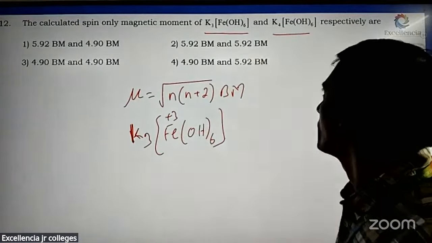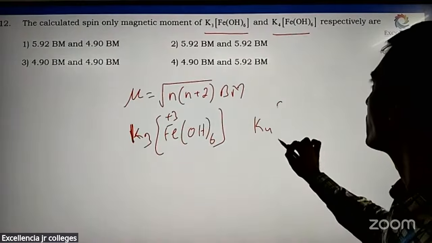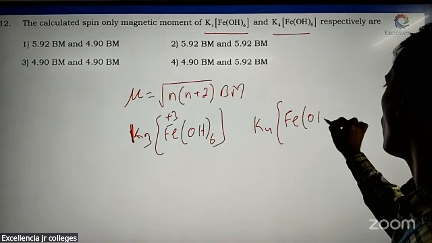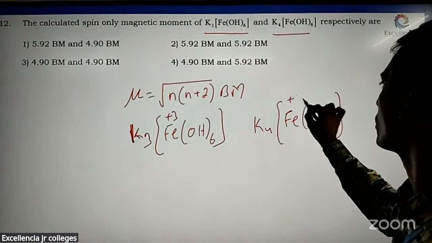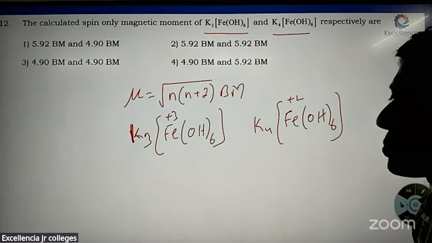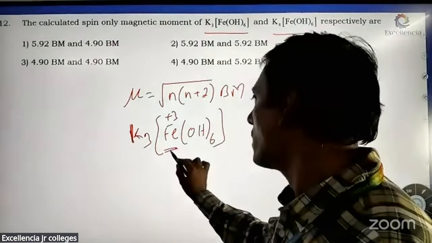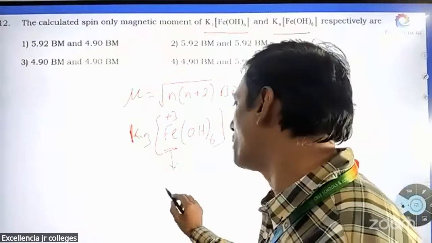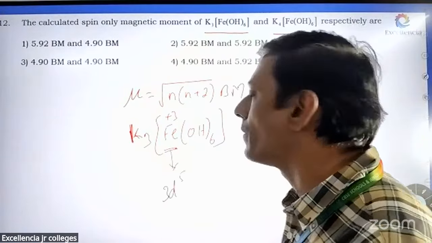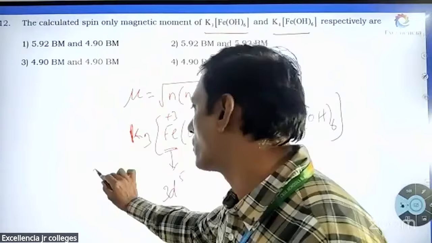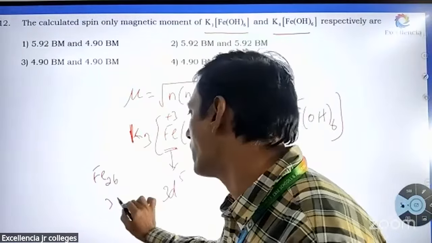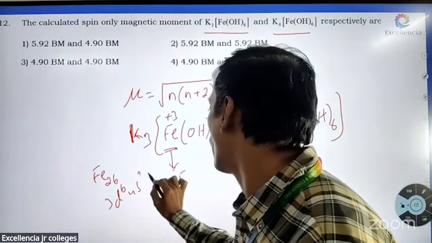Plus 3. Iron is present as plus 3. Then in another complex, you see the oxidation number of iron is plus 2. So iron is present in plus 2 and plus 3 conditions. When iron is present in plus 3 condition, what will the configuration be? D5, yes or no? Iron atomic number 26, 3d6, 4s2.